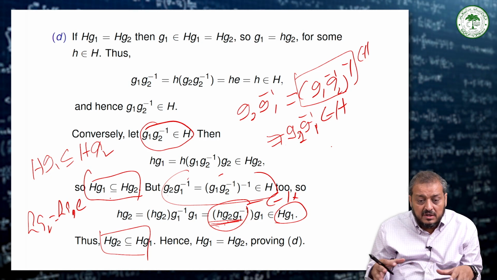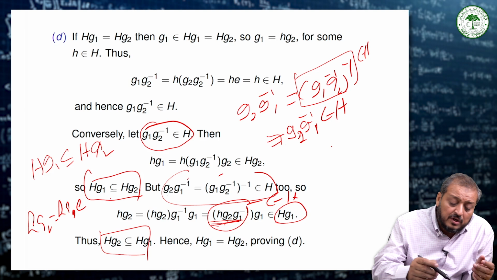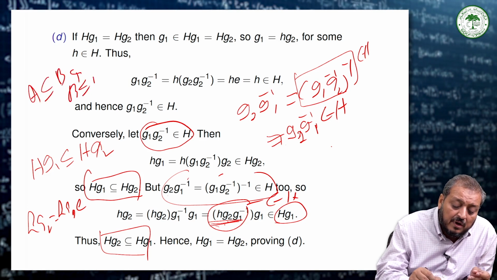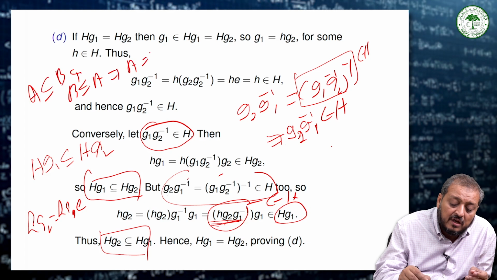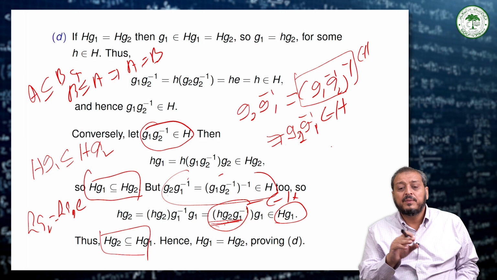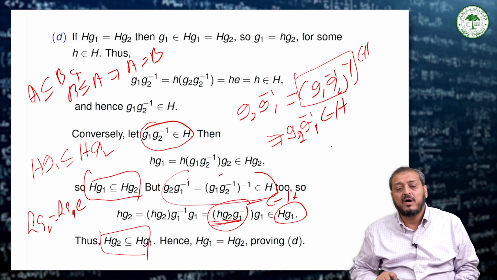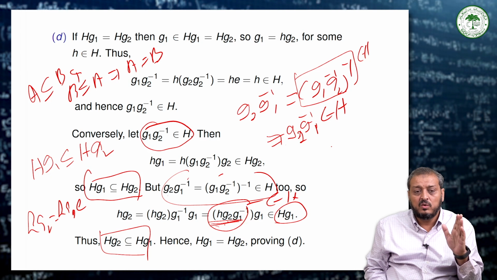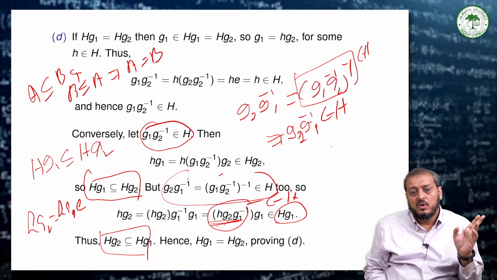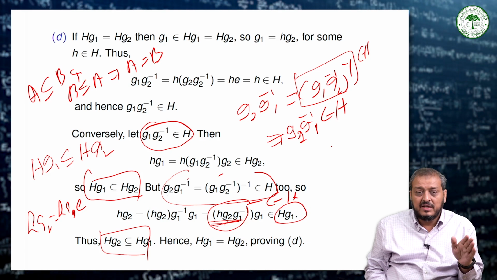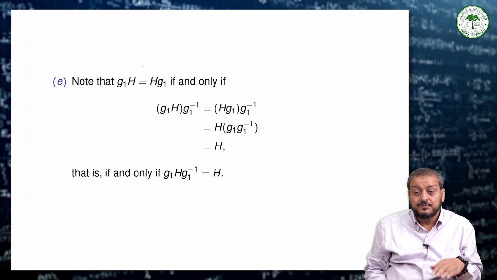Then by the set theory standard property, A containing B and B containing A always implies that A is equal to B. So we have proved this part also. Now we have to prove the last part: Hg1 = Hg2, that is, Hg1 = H if and only if g1 belongs to H, and then H can be written as g1 g2.